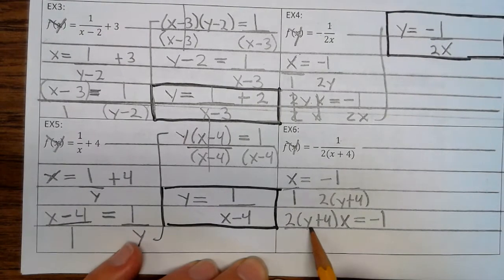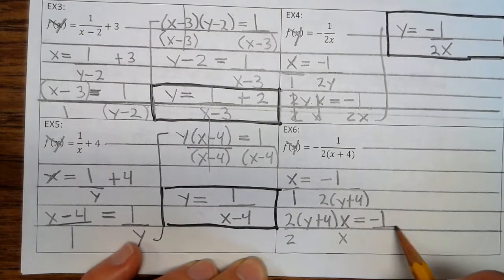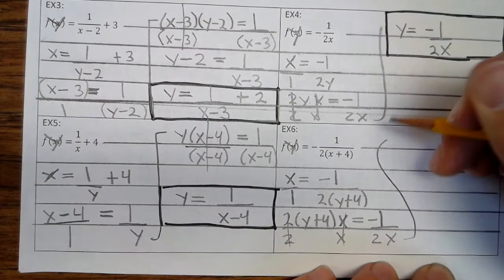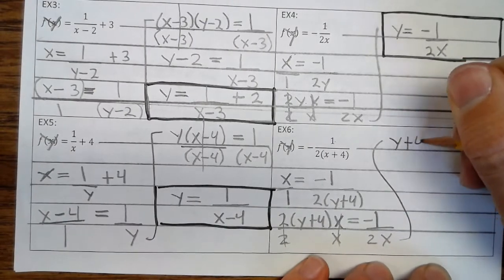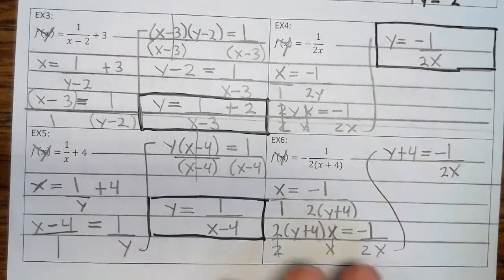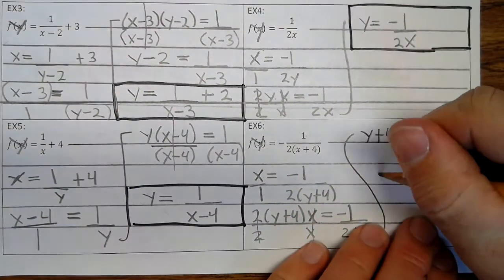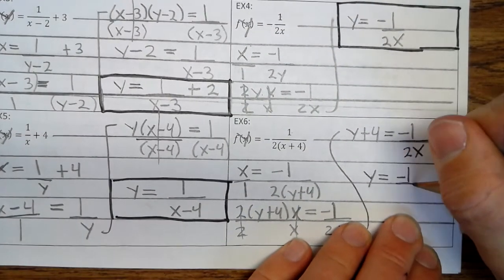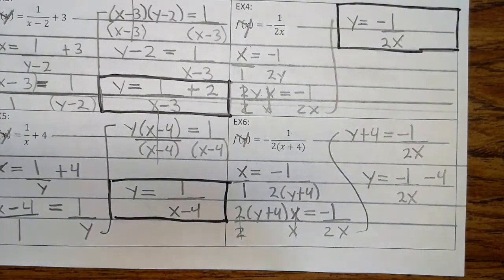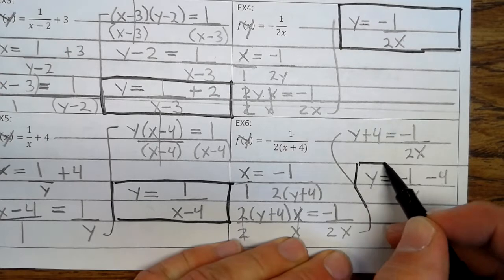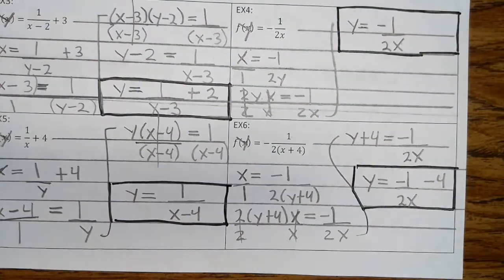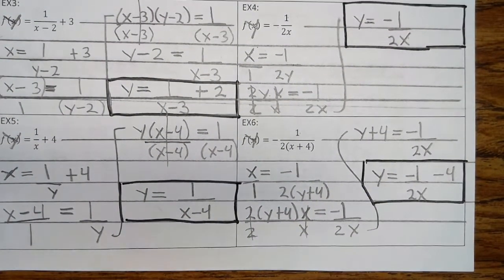And then you're going to divide both sides by 2x, because that becomes 1, 1. So then you get y plus 4 equals -1 divided by 2x. Subtract 4 from both sides, so y equals -1 divided by 2x minus 4. And we are done.